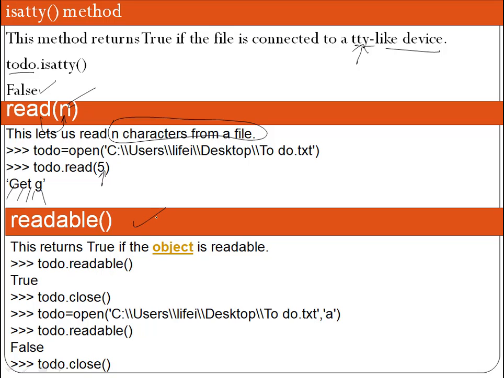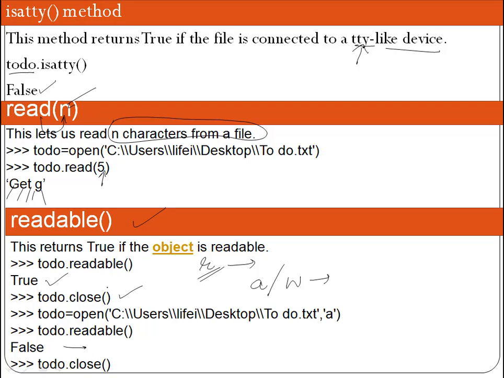Readable. If the file is open, it will be readable. If the file is closed, it is not readable. So this returns true if the object is readable. So you do dot readable, and because the file is open, it says true. Then you do dot close, so the file has been closed. Now if you have opened in the read mode, it will be readable. If you have opened in the append mode or write mode, they are not readable, so that's why it will return false.